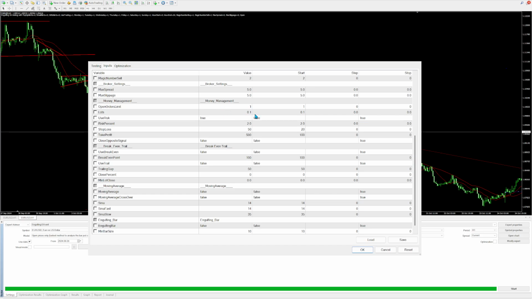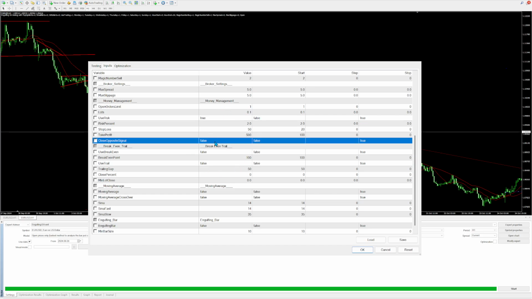Okay, so where were we? Stop loss, take profit. Close opposite signal. If you have close opposite signal set to true, the EA will close an open buy trade if there's a sell signal, or an open sell trade if there's a buy signal.